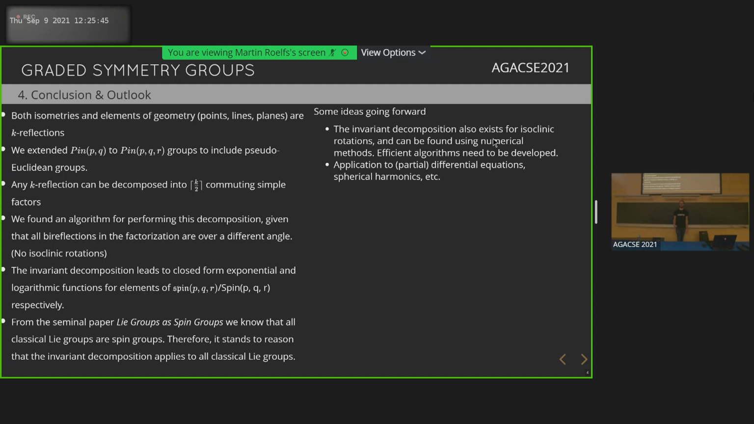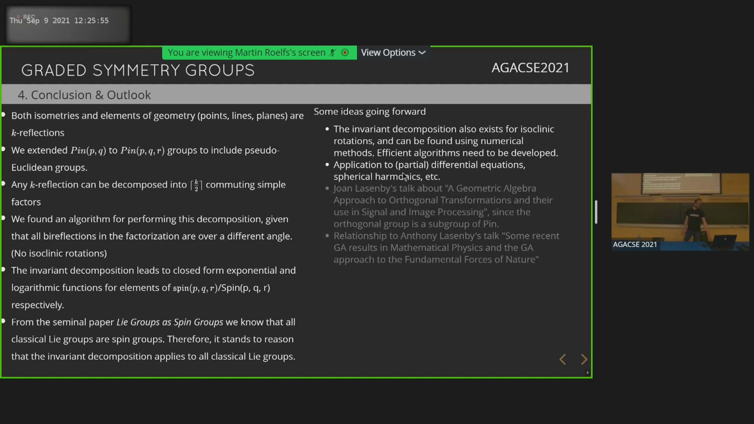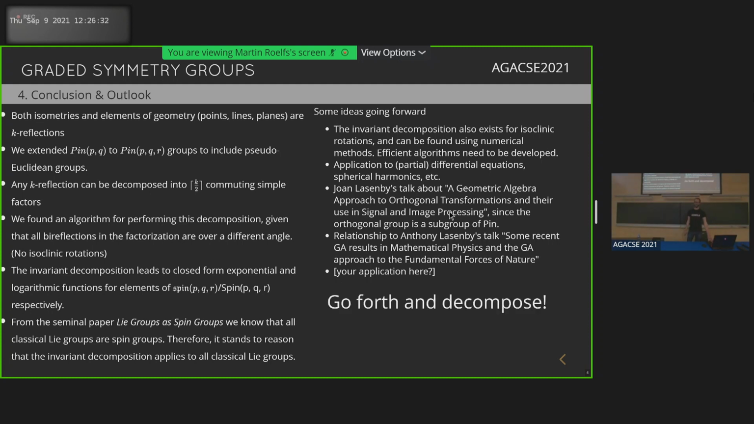What's also interesting is the application to partial differential equations and, for example, spherical harmonics, as referenced by Anthony Lasenby in his talk earlier. Joan also talked about a geometric algebra approach to orthogonal transformations and their use in signal and imaging processing. And she already mentioned that there they use the FFT, but something like a closed form exponential and logarithm might be very interesting to consider. And yeah, the relationship with Anthony's talk this morning, which I found very interesting, and I think there are some deep links to be investigated there between the two approaches. And perhaps your application here. So what I would like to say is go forth and decompose.